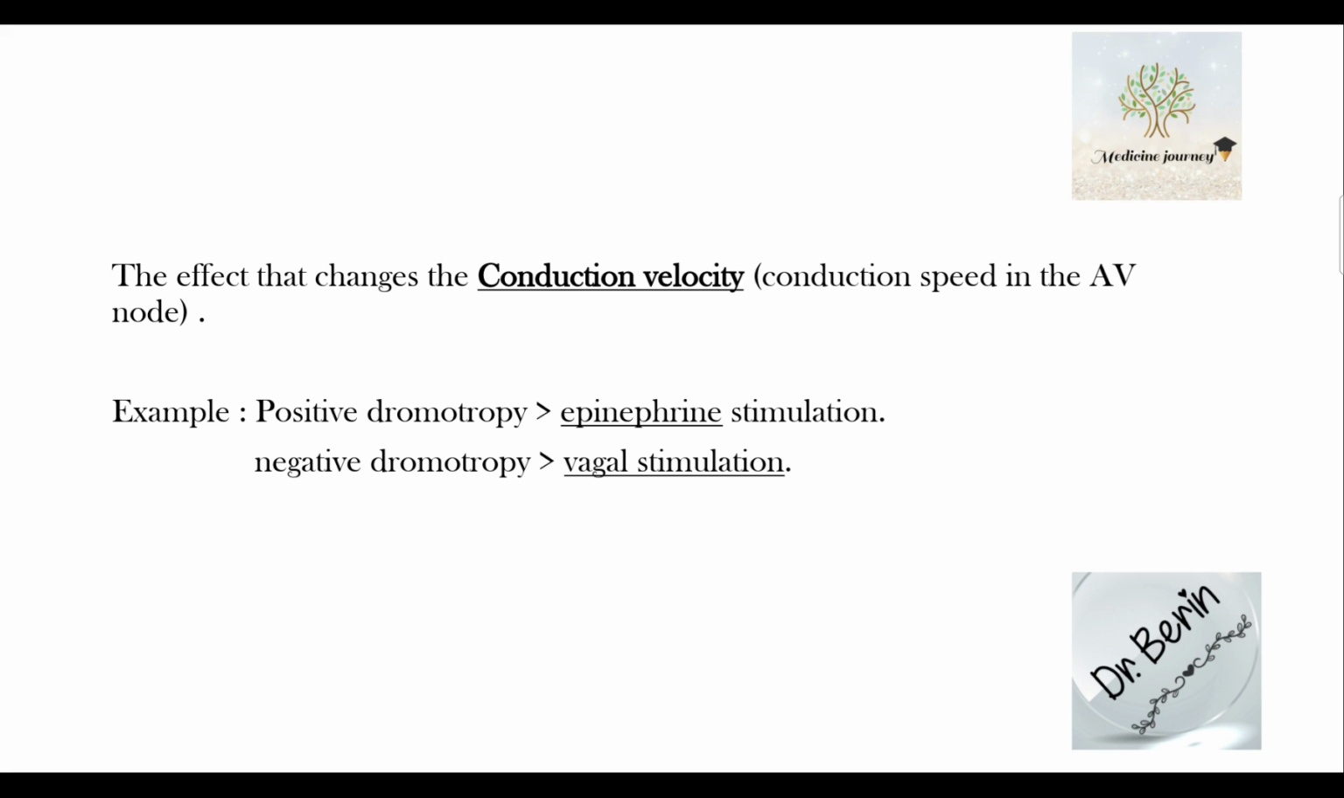Some medications that have negative dromotropic effect are beta blockers and calcium channel blockers. These medications decrease the conduction speed in the AV node.